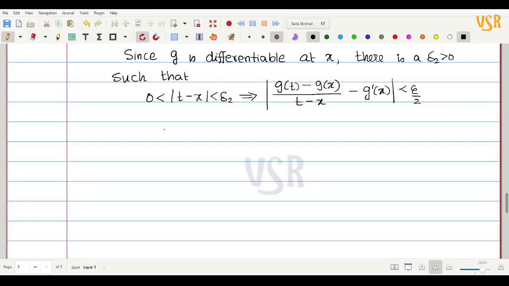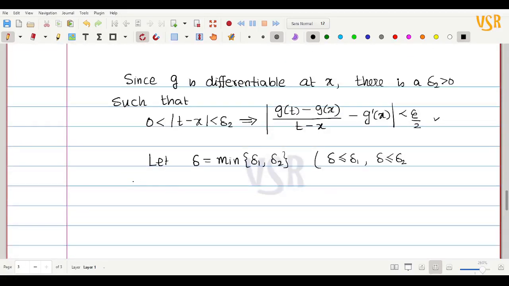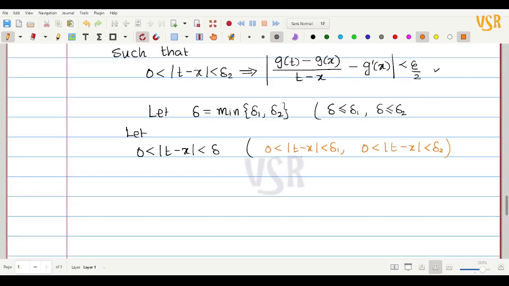Okay, now let delta be equal to the minimum of delta 1 comma delta 2. I have taken the minimum of delta 1 and delta 2. What does this mean? This implies delta is less than or equal to delta 1 and at the same time delta is less than or equal to delta 2. So I need to satisfy this condition and also this condition. Now choose t with 0 strictly less than modulus of t minus x less than delta. That means both are satisfied: 0 strictly less than modulus of t minus x less than delta 1, and also 0 less than modulus of t minus x less than delta 2. Correct, this holds because delta is a minimum, so both conditions are satisfied.